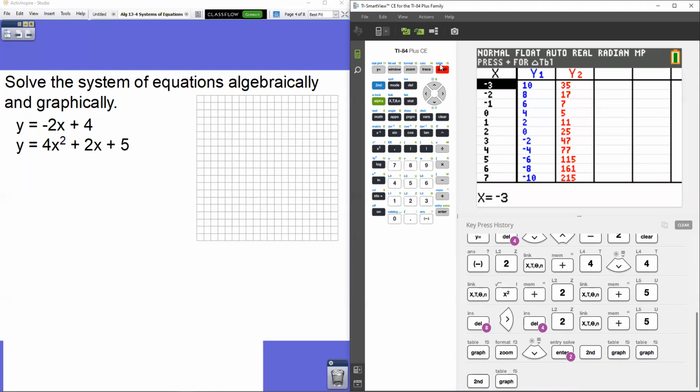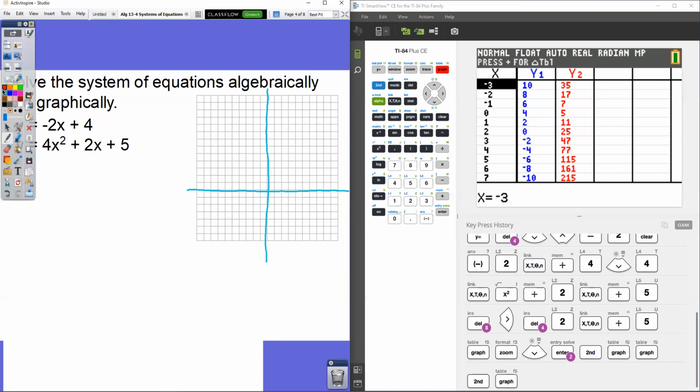So go ahead and go like this. Looking at our line, -2x plus 4, at -3 is 10. So over to -3, up 1, 2, 3, 4, 5, 6, 7, 8, 9, 10. -2, 8. -1, 6. 0, 4. And we keep on going with that same pattern. So I get a line that looks like this.